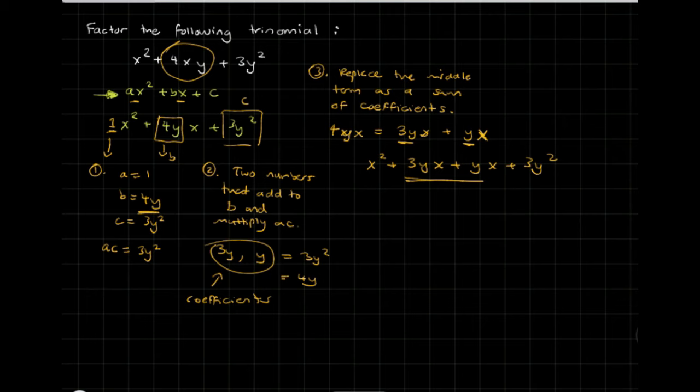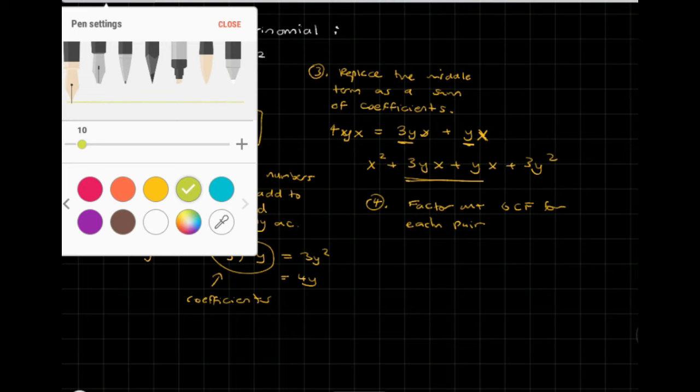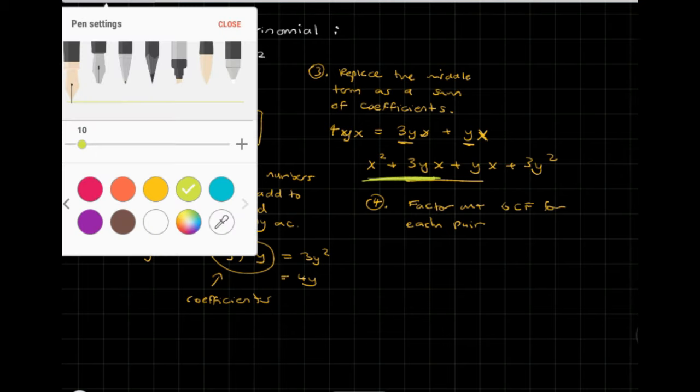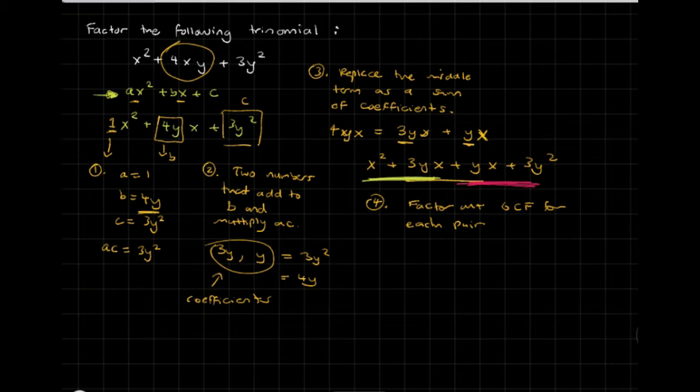Now at this point, what you want to do here is factor out the greatest common factor for each pair. Right, so you want to factor out the greatest common factor for the first pair and the last pair. So we're going to factor out the greatest common factor between these two and factor the greatest common factor between these two.